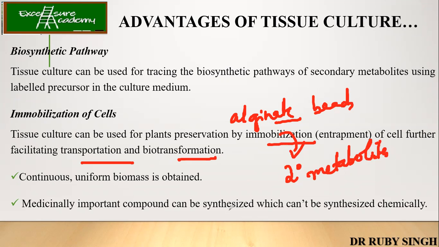That's why medicinally important compounds can be synthesized which cannot be synthesized chemically. Every time an organic chemist is not able to carry out the organic chemical reaction in the lab. There are certain things you cannot synthesize. Nature has so many complications. So sometimes you have to accept defeat, that everything cannot be synthesized in the lab, and you have to take the help of nature. Whatever material you can synthesize, just provide that to the plants. They will take it as a precursor molecule and finally convert it into the final product. So that's why you can use plant cells trapped in alginate beads and get continuous biomass.